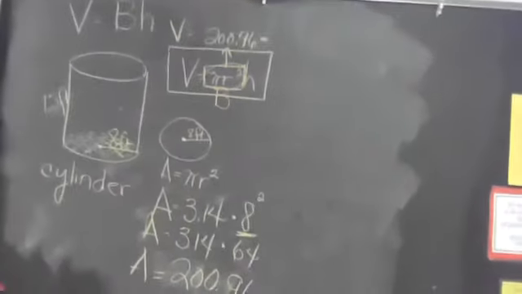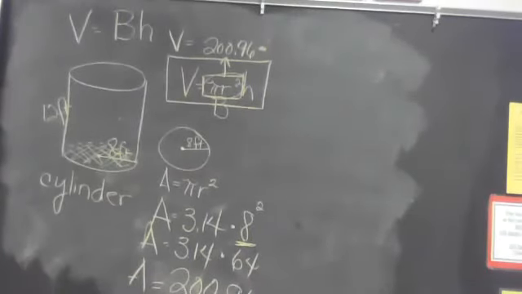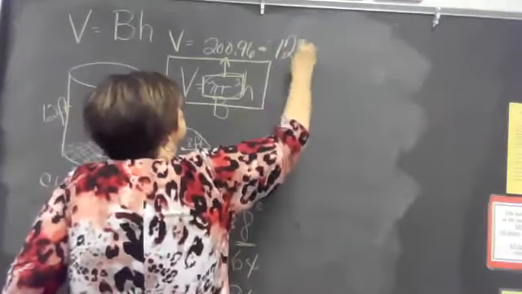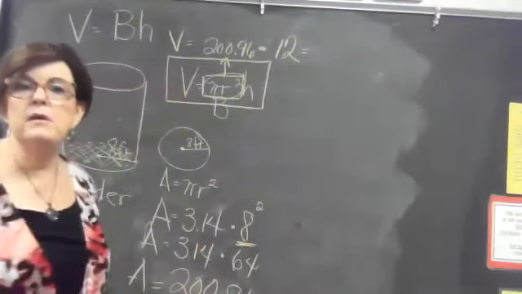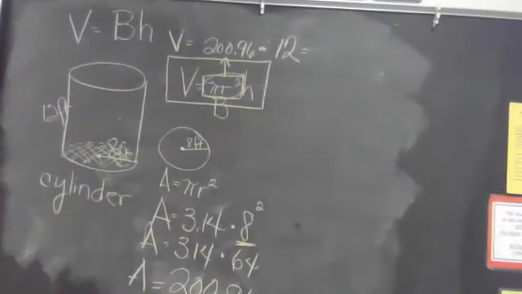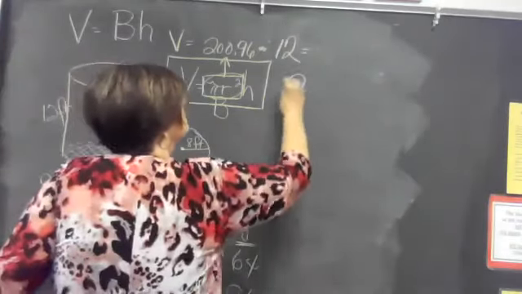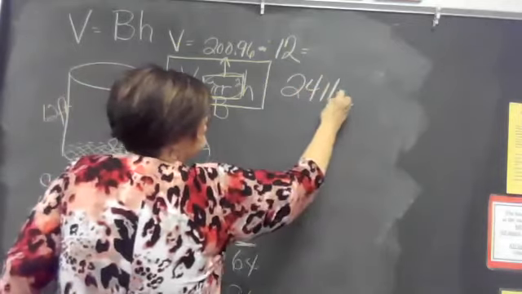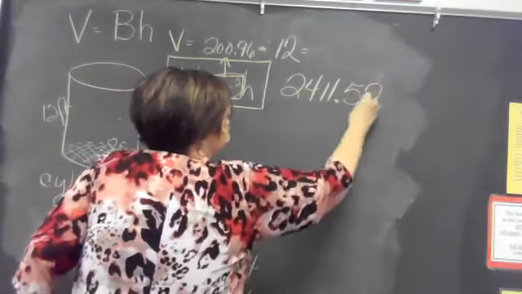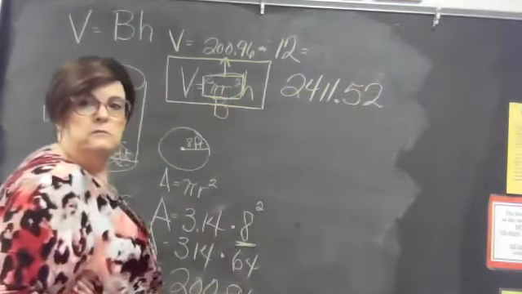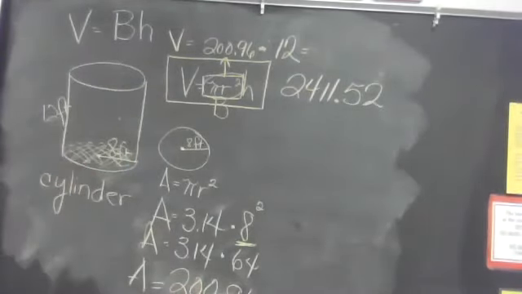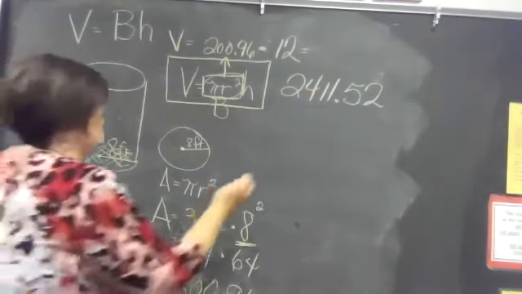What's the height of the cylinder? 12. That's exactly right. Times 12. And so our volume is going to be what? 2,411 point what? 52? Is what y'all got? 52. Okay. And then what are our units? Feet what? Cubed. It's exactly right.